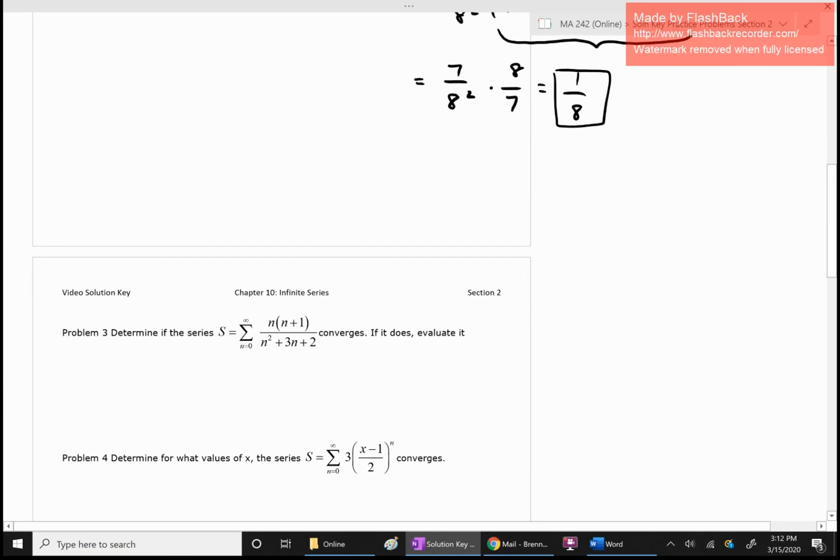Now we want to look at the following series. We want to determine if it converges, and if it does, we want to evaluate it. Now, the first thing we should do is try the test for non-convergence, right? And moreover, if it does converge, we're probably going to have to use a telescoping series. But let's just work through it one thing at a time, okay? So first, if we use the test for non-convergence, we're going to take the limit as n goes to infinity of the terms in the sequence.